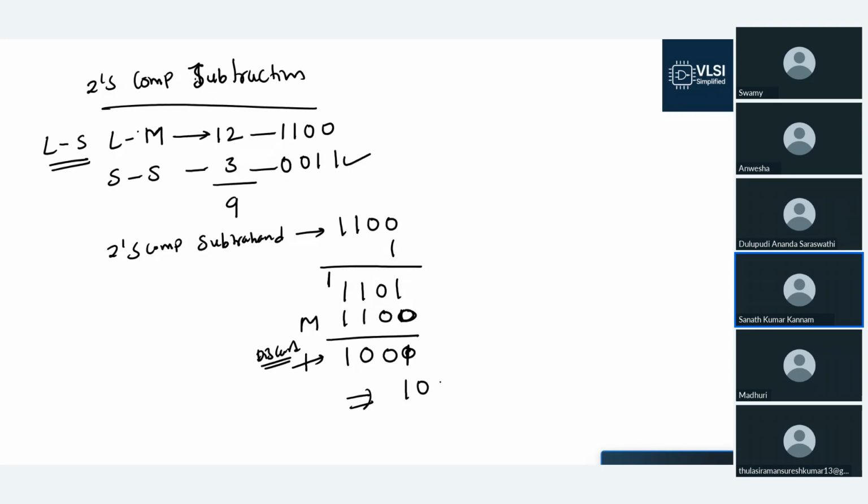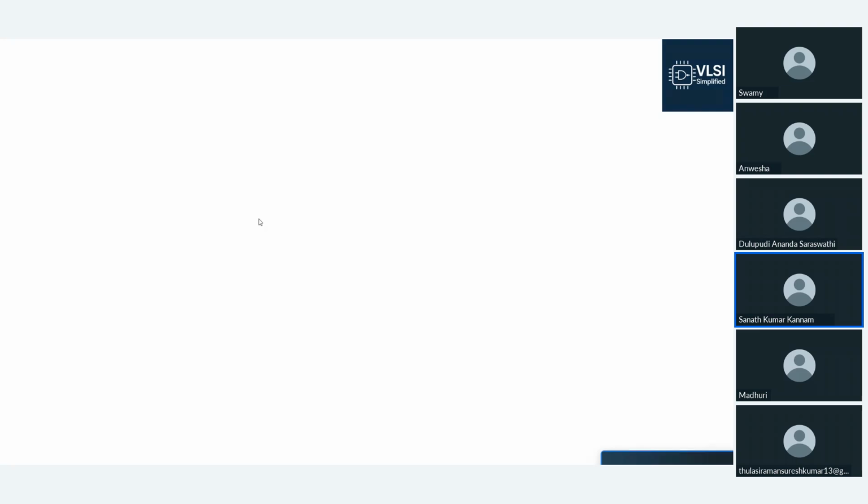So my value is how much? 1001. This is nothing but plus 9. I got plus 9. This is L minus S. Next, S minus L we'll see. S minus L, how can we do it? The minuend is S. So S is how much? 3. So 3 is 0011.